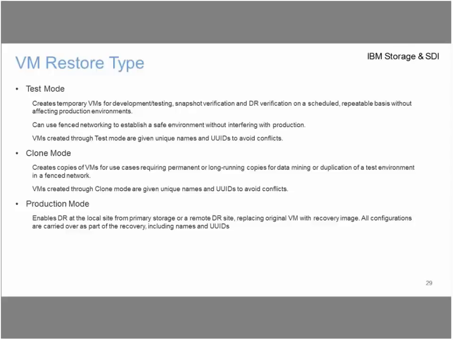You have a clone mode restore. Clone mode essentially is just what you're familiar with in terms of cloning, right? It's going to create an exact copy of that virtual machine to the target that you specify. And this is for longer-term use cases. This is if you wanted to, for example, provide this VM to an auditor so that they could do whatever work they needed to do, without, again, impacting your production environment.